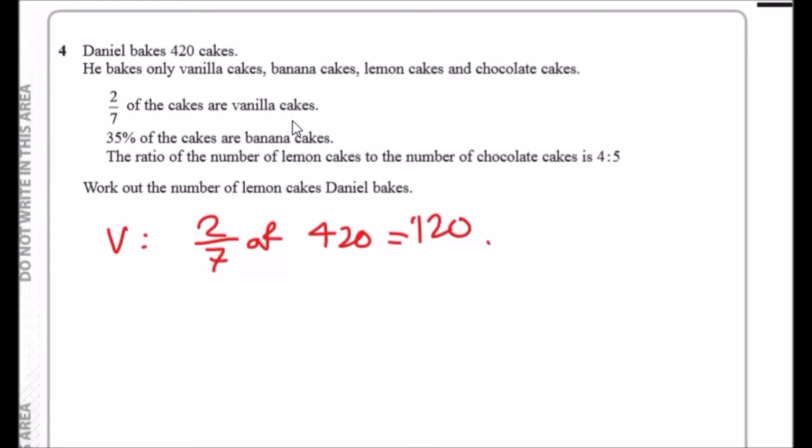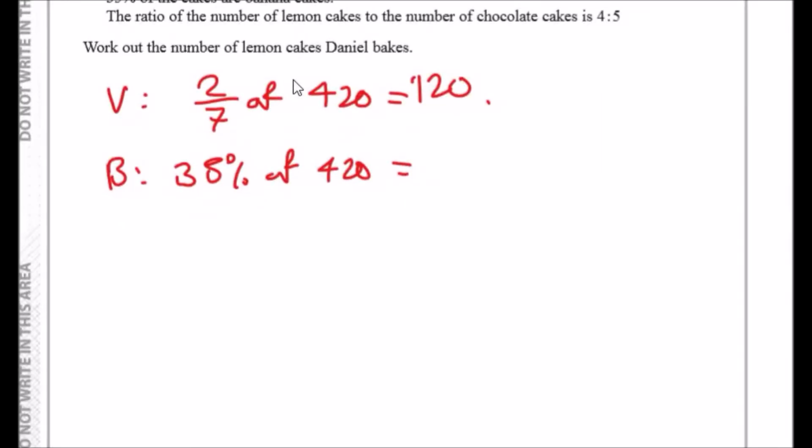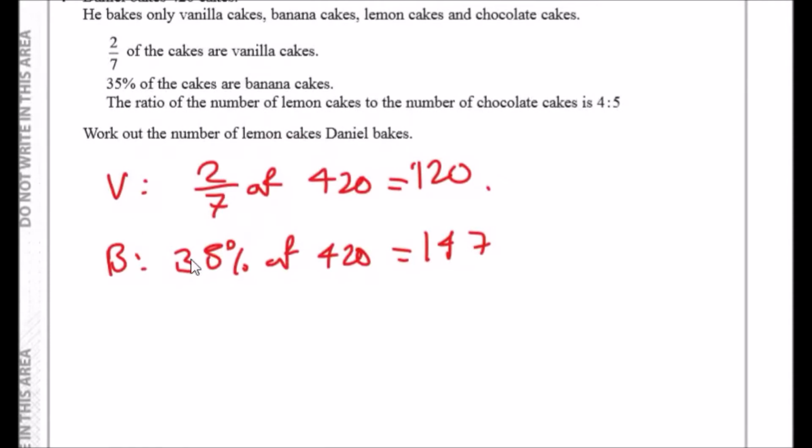So that's 120 counted. 35% are banana. So for banana, put in your calculator 35% of 420. So you should have the percent button. If you don't, just write 0.35. So 35% of 420 should give us 147 cakes. So far, this is the number of cakes we have of vanilla and banana.